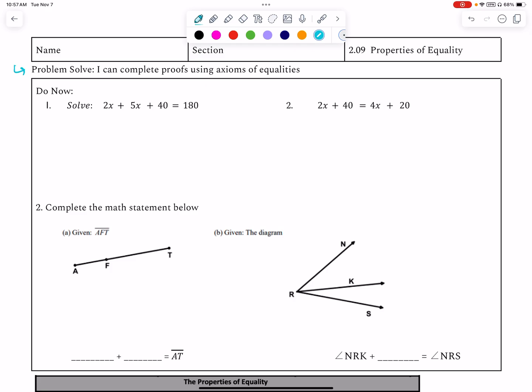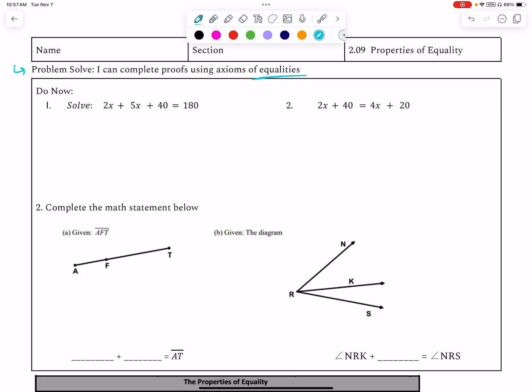Our competency skill is problem solve, and today I can complete proofs using axioms of equalities. So, there are properties of equalities that we already know how to do, so we're going to activate our prior knowledge by trying out the do now.